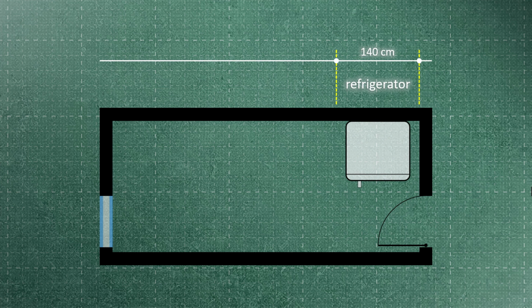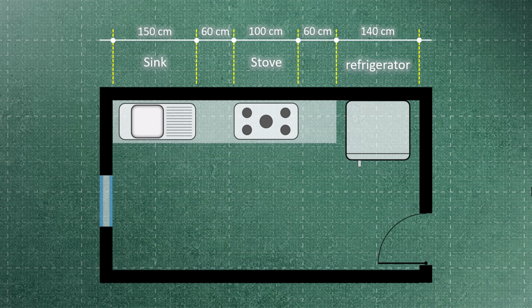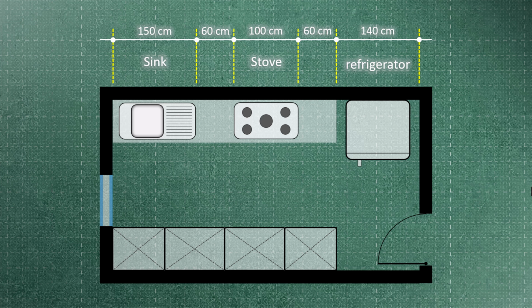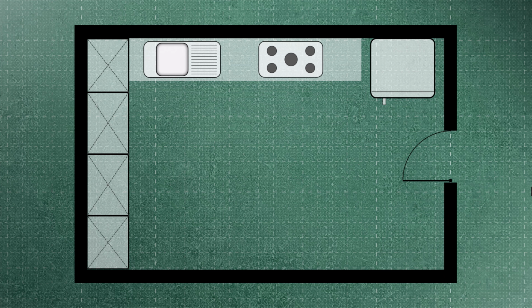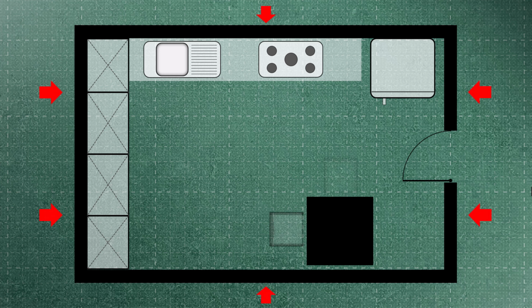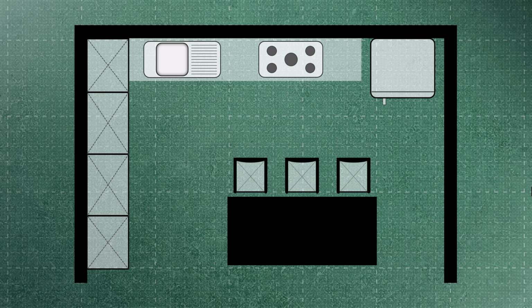Start with placing the refrigerator, followed by the stove 60 centimeters away, and then position the sink another 60 centimeters away. To maximize storage capacity, consider installing a second row of cabinets parallel to the first. You can also connect these two rows if desired. In larger kitchens, perpendicular cabinet design may be more suitable. For kitchens enclosed by walls on all sides, consider adding a small dining table in a corner. Alternatively, if the front of the kitchen is open, an island can enhance the kitchen's aesthetic appeal.